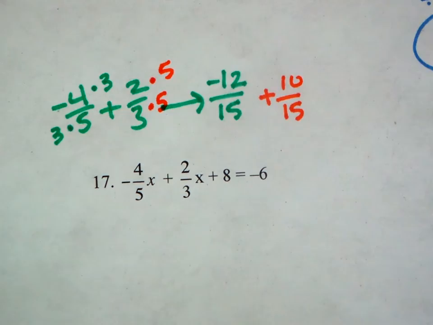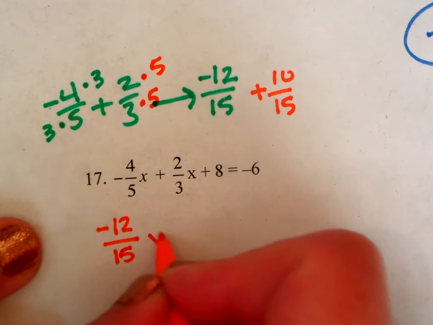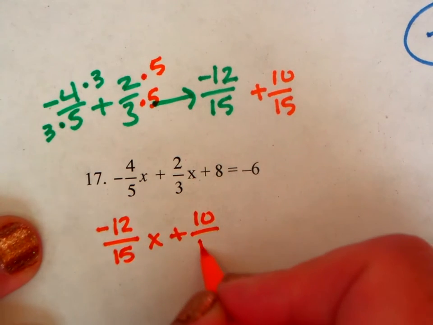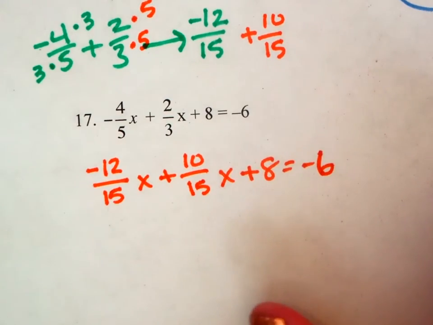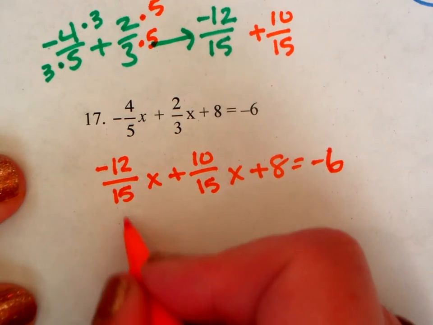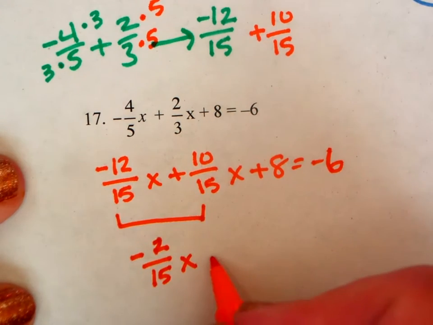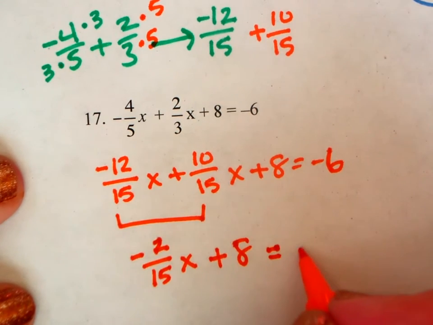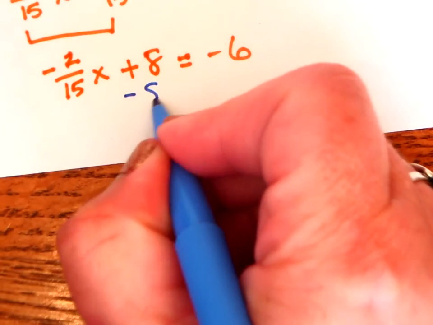Okay, so now I'm going to change this problem to negative 12 over 15x plus 10 over 15x plus 8 equals negative 6. Okay, so now I'm going to combine these 2. Negative 12/15 and positive 10/15 is negative 2/15x. And then don't forget the plus 8 equals negative 6. Okay, now the problem will be much easier. So I just need to move the 8 over, because now I'm going to start solving. I'm going to subtract 8 from both sides.